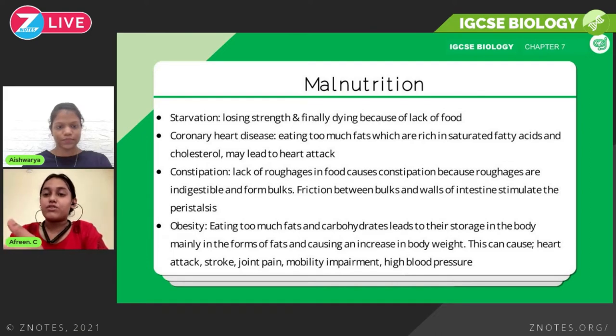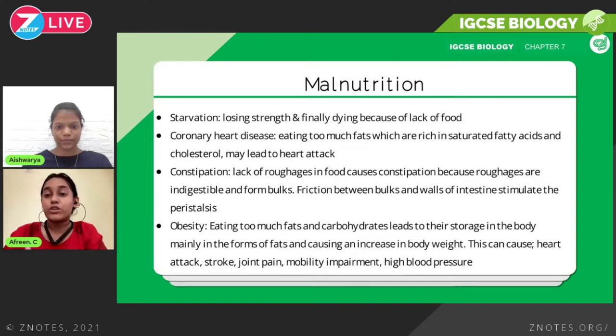Okay, so this is malnutrition. Malnutrition is basically eating food in incorrect proportions, consuming nutrients in incorrect proportions. Starvation is when you're not eating much, so you lose strength, and if the case is very severe, the person ends up dying because of lack of food.